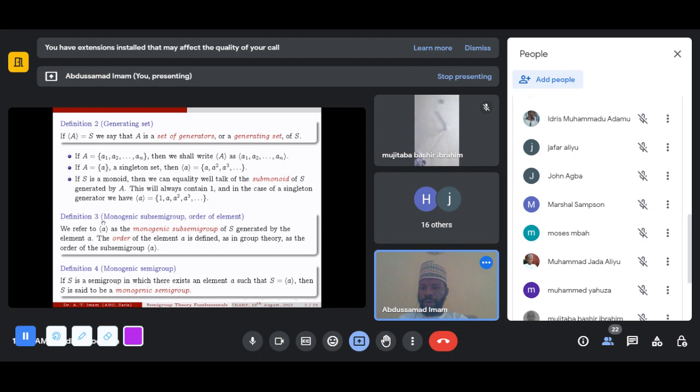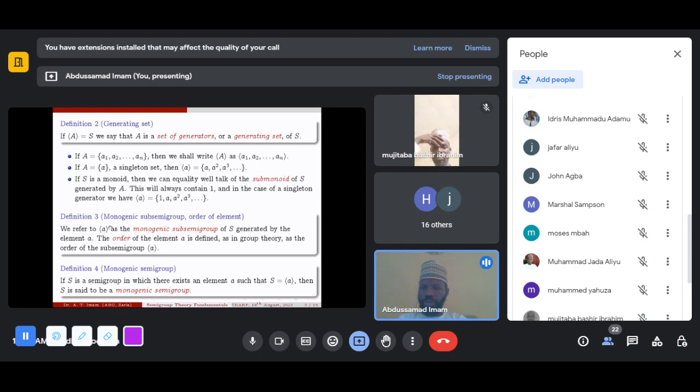And then here we define what we call a monogenic subsemigroup. Monogenic subsemigroup just refers to the subsemigroup generated by a single element. Just like in group theory, this type of subgroup is called a cyclic subgroup instead of monogenic. But we use the term monogenic. Very soon we'll see why we are saying monogenic and not cyclic.